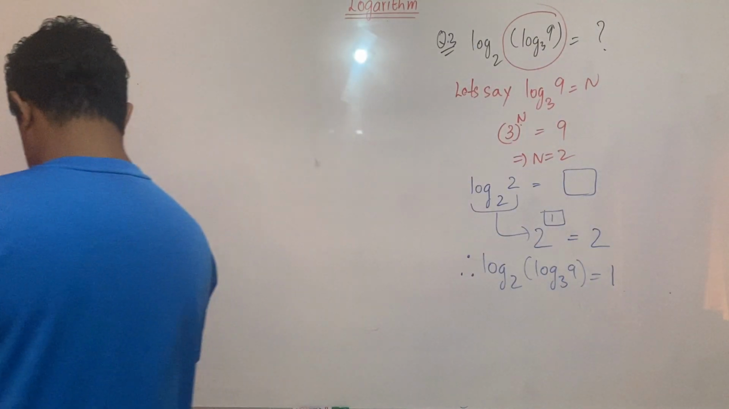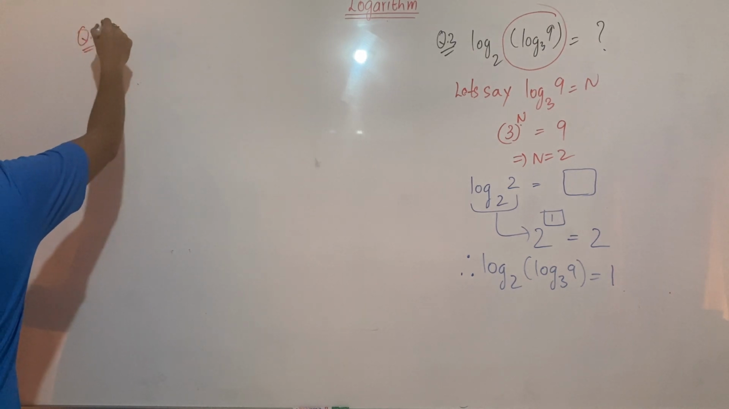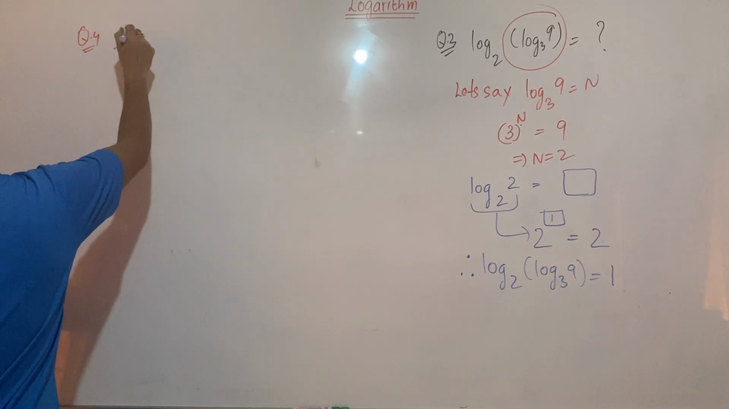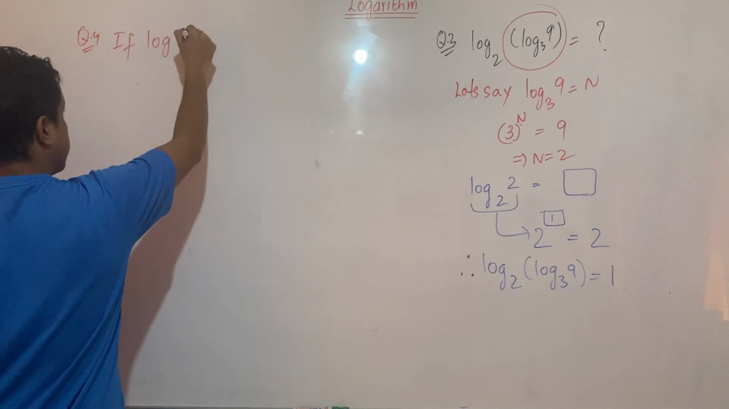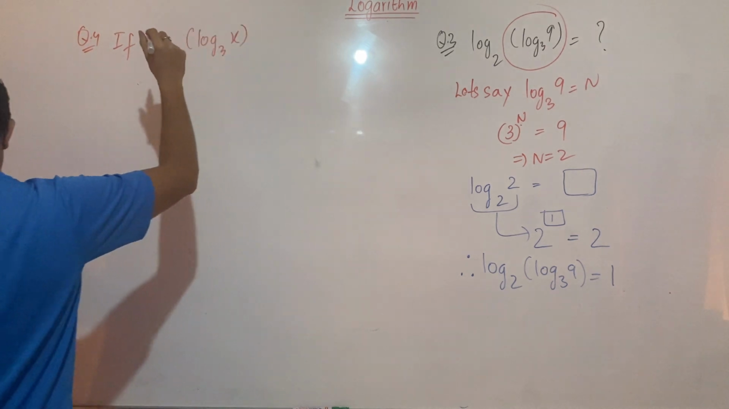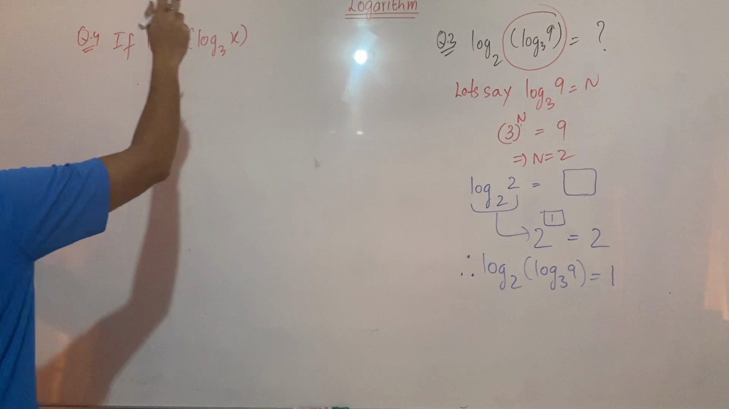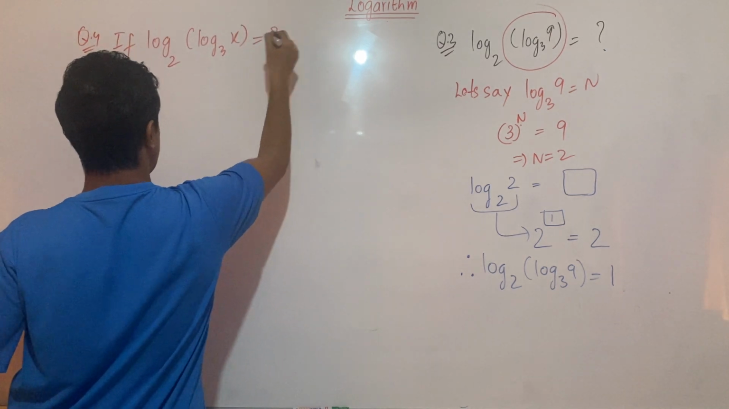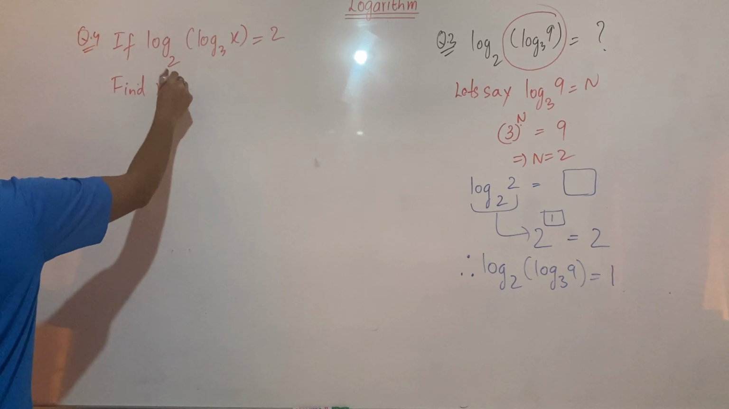Question number 4 says, if log of log x to the base 3, to the base 2, equals 2, find x.